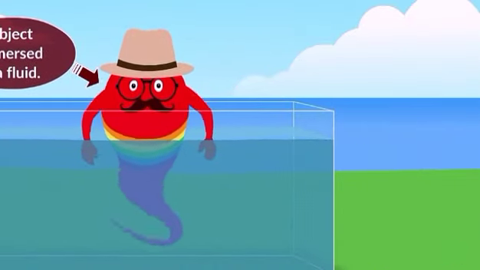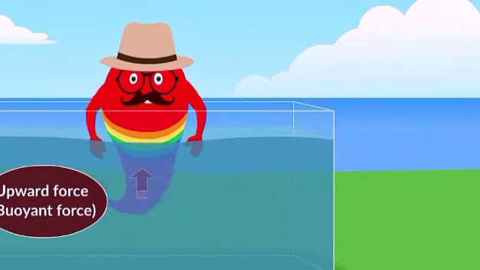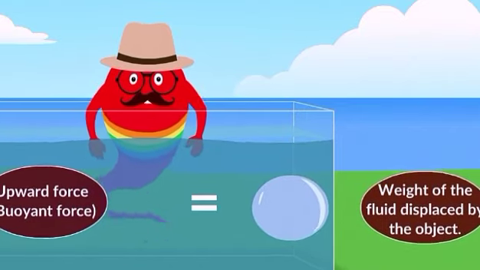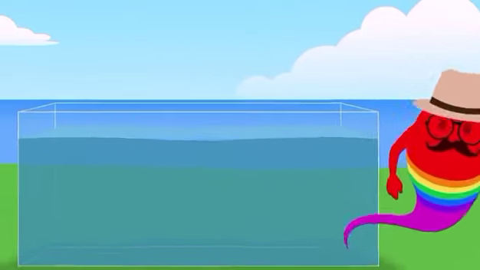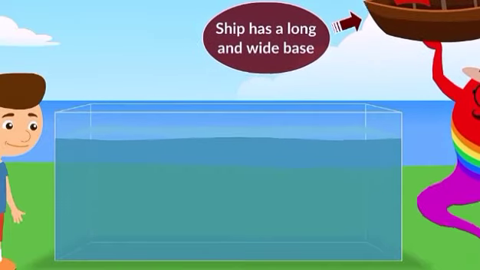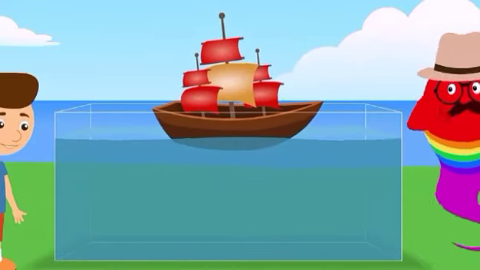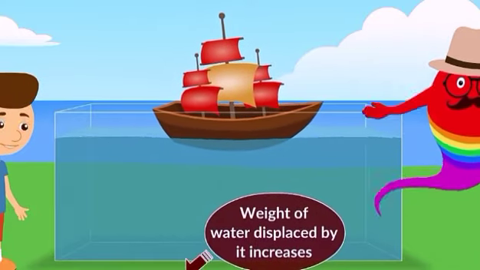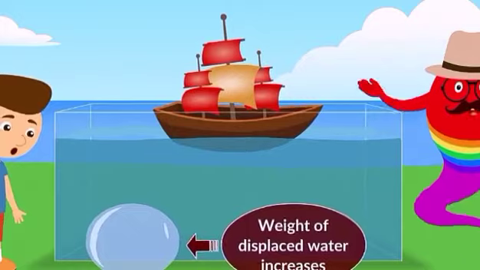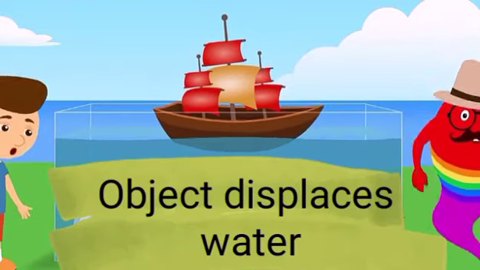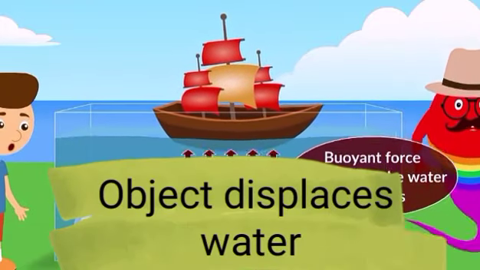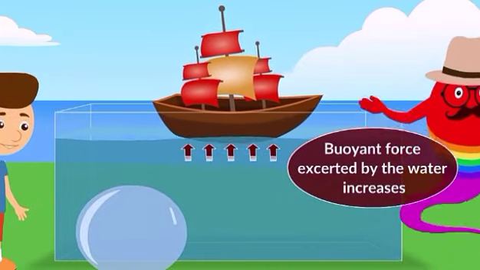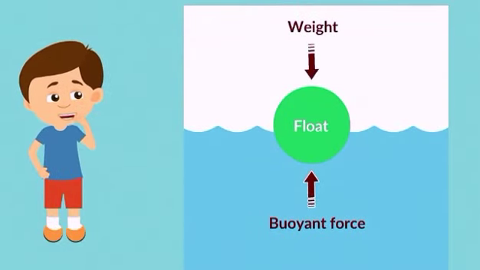The ship has a long and wide base, because of which the amount and weight of water displaced by it increases. So, as the weight of displaced water increases, the buoyant force exerted by the water also increases, and the ship floats on water. If the buoyant force is equal to the object's weight, then the object will float. If the buoyant force is less than the object's weight, then the object will sink.